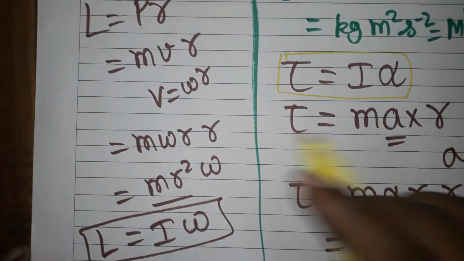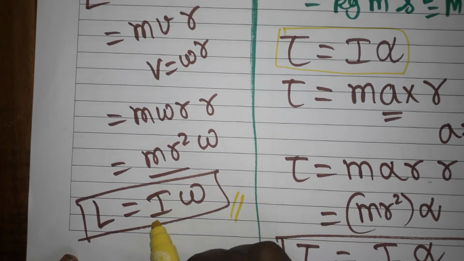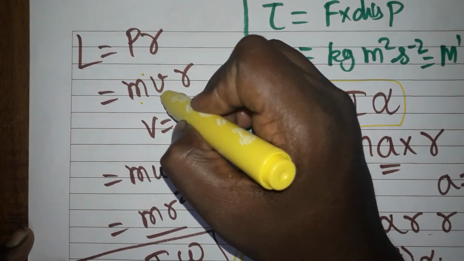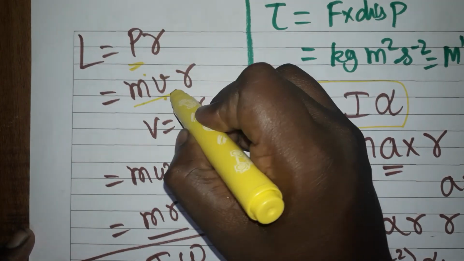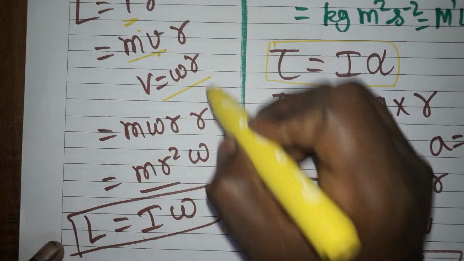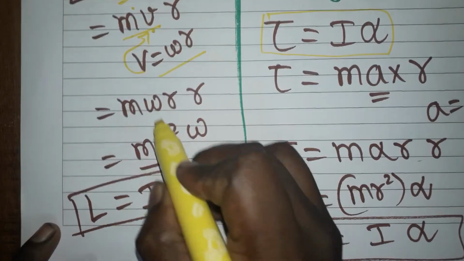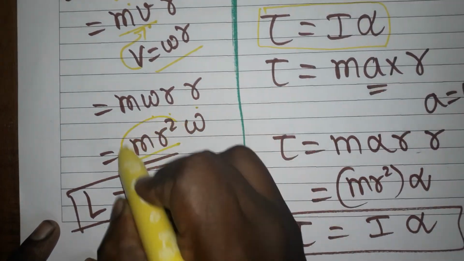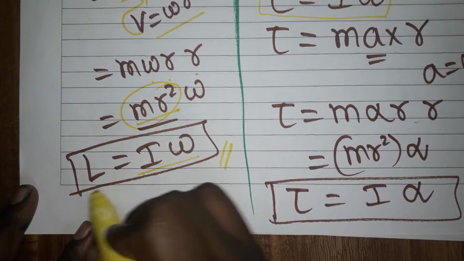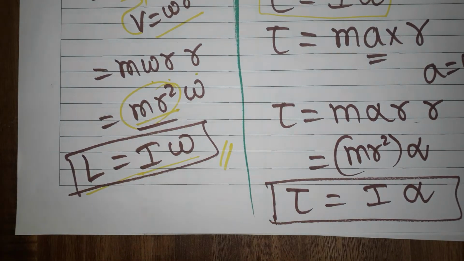Next, angular momentum is equal to I times omega. Linear momentum times radius, where linear momentum is mv. So v is equal to omega r, just substitute in this. Omega r, so m r square will be the inertia. So I omega gives angular momentum.